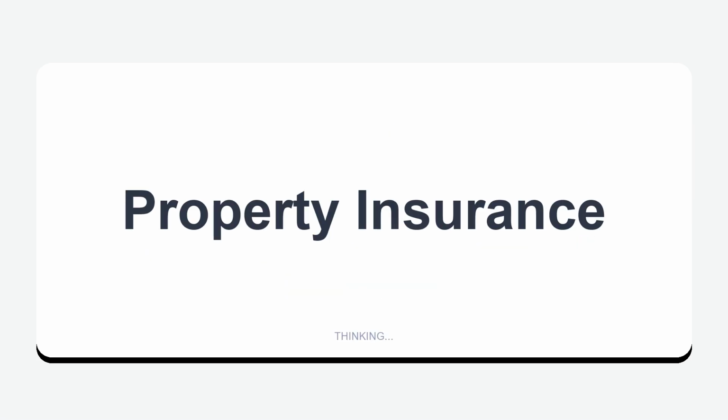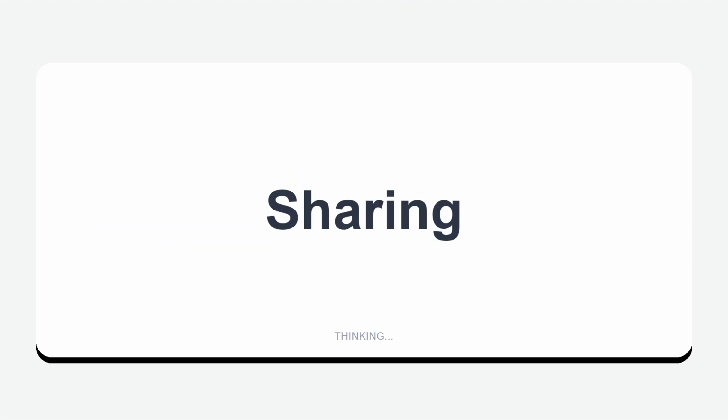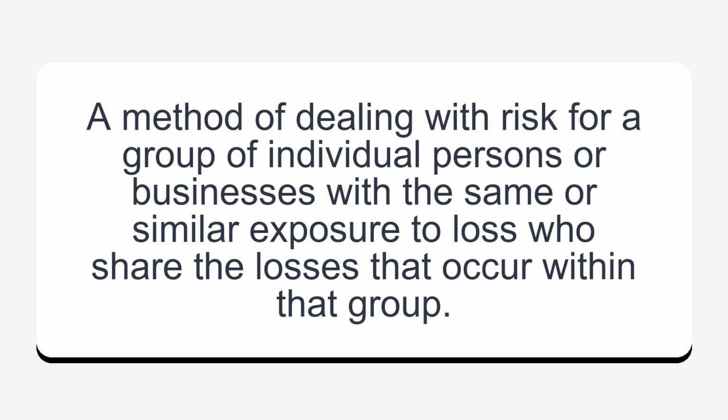Property insurance: insures against the loss of physical property or the loss of its income-producing abilities. Sharing: a method of dealing with risk for a group of individual persons or businesses with the same or similar exposure to loss who share the losses that occur within that group.